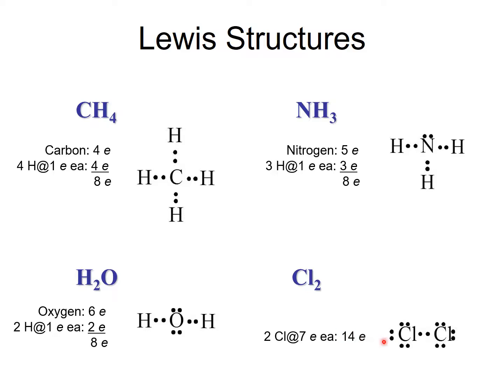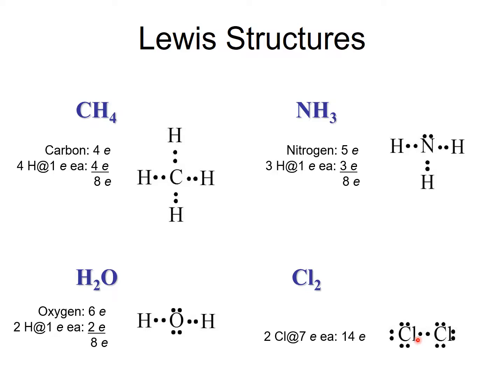All right, what about our chlorine? We put a pair of electrons between each pair of atoms. We put an octet around all the atoms. 1, 2, 3, 4. 8 electrons around the chlorine. 1, 2, 3, 4. 8 electrons around the other chlorine. So both chlorines have an octet. We count up the total number of electrons in my structure.